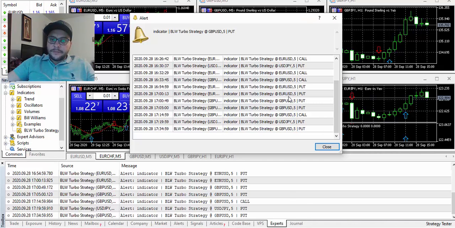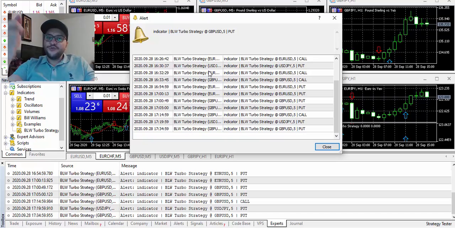The best thing for this BLW Turbo Strategy app is that you can set these alerts, and if you are not nearby your laptop or PC, or maybe you can use it on your phone or your tablet, you can have these alerts and you will be able to use that signal. It's very user friendly, as I told you earlier. It's very easy to use, and you can make a lot of money using it.